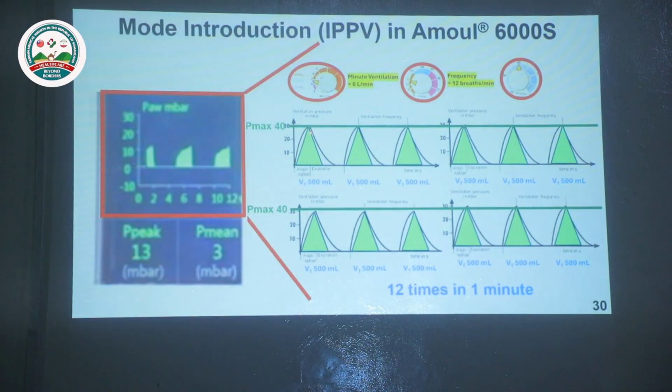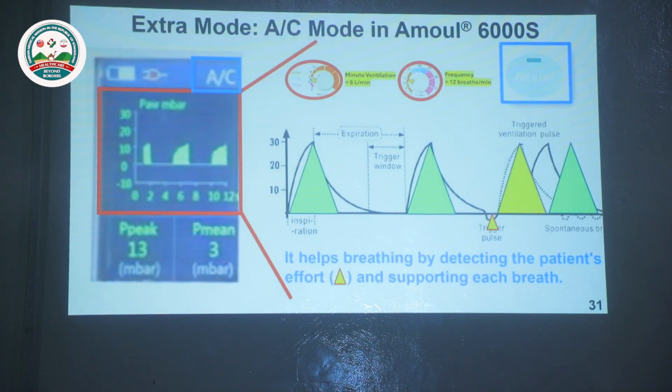So the peak of the triangle is sometimes variable because it depends on the lung conditions of the patient. But overall, the peak of the triangle should not be more than 40 if we set this peak max around 40. And this is AC mode, assisted control.